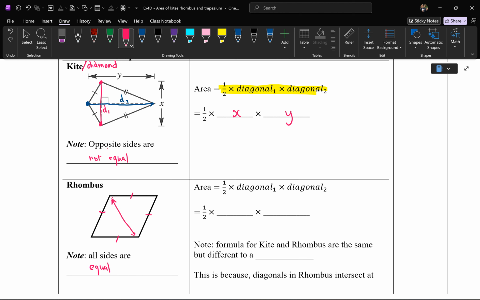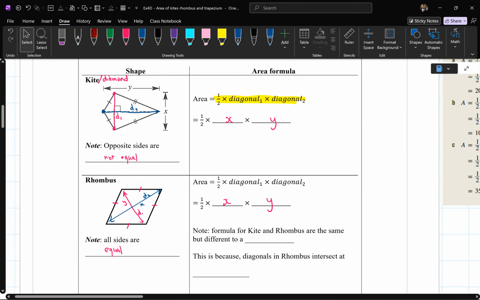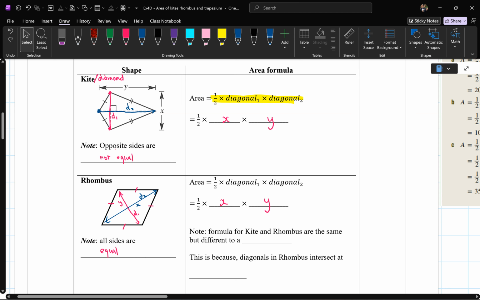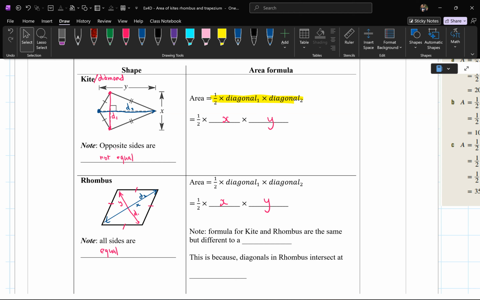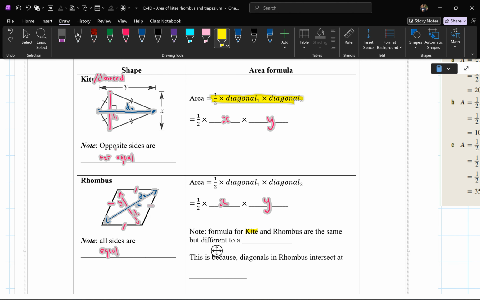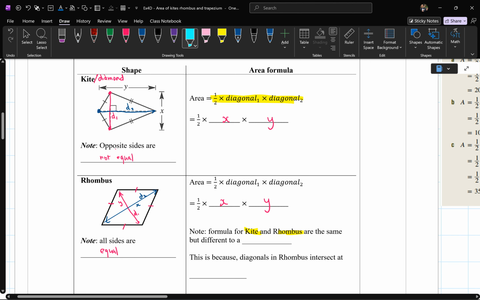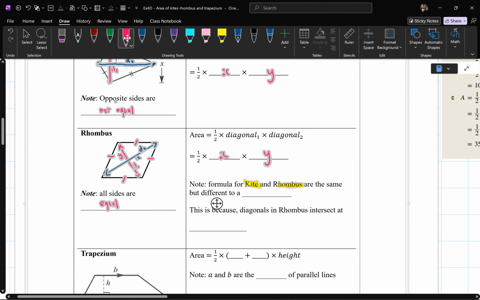Same thing with a rhombus. Diagonal 1 times diagonal 2. Let's call that x and let's call this y. Then it will be x times y. Now, if you're wondering, this one you don't actually need to know, but the reason why this is different to a parallelogram is mainly because the intersection of the diagonal lines for a kite and a rhombus is 90 degrees.